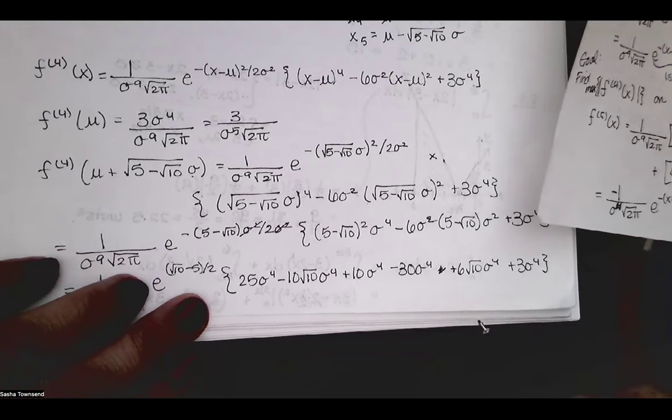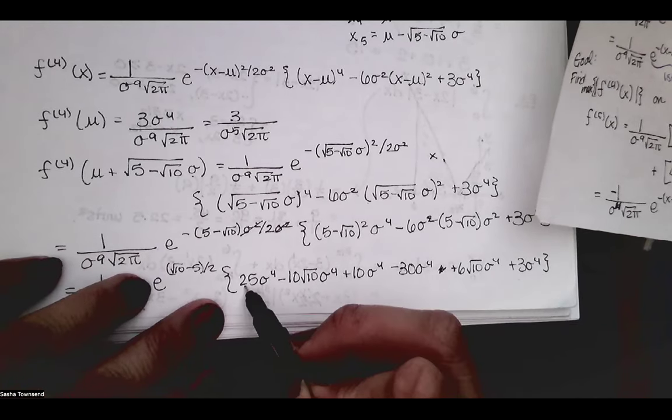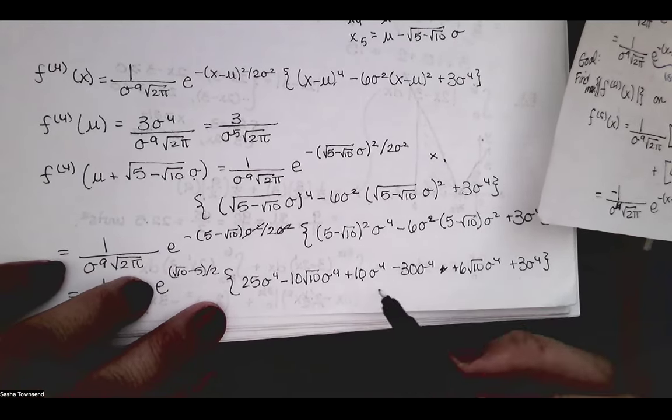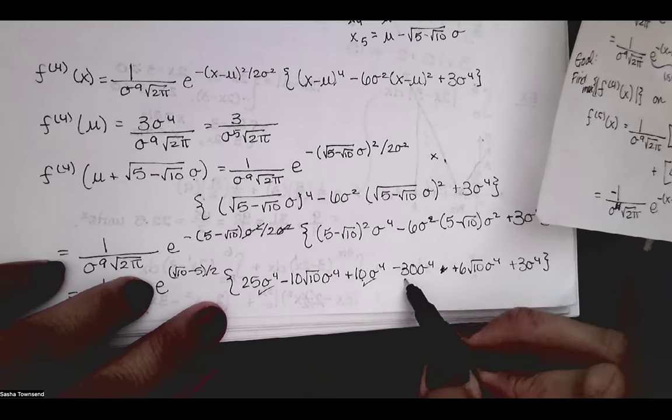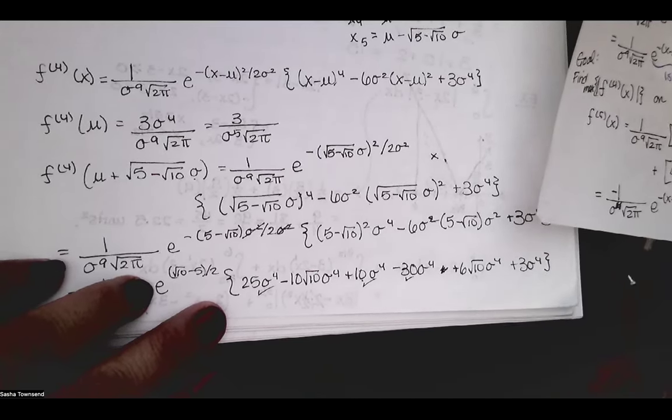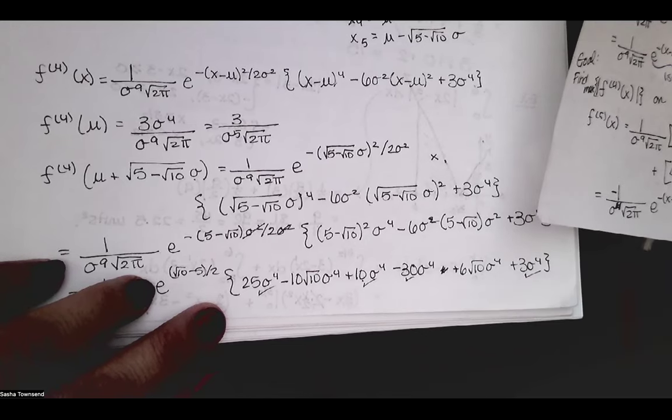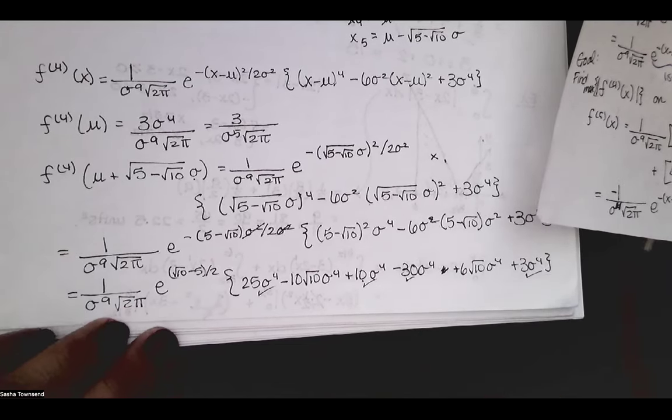Okay. So I've got 25 plus 10 is 35 sigma to the 4th. Minus 30 is going to be 5 sigma to the 4th. Plus 3 is going to be 8 sigma to the 4th.